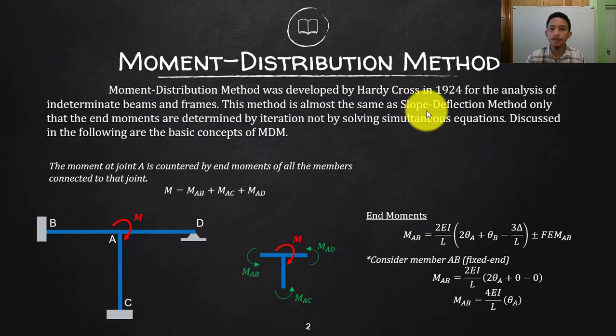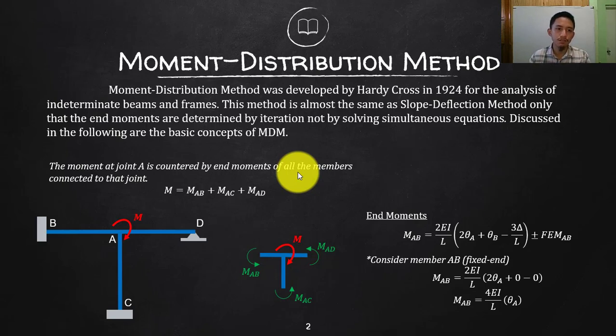This is discussed in the following basic concepts of MDM. We need to understand what these concepts of MDM are, so that you will know how to use it, or understand how it is done. So for example, consider this frame here. The moment at a joint is countered by the end moments of all the members connected to that joint.